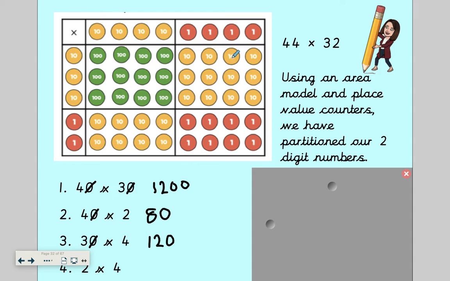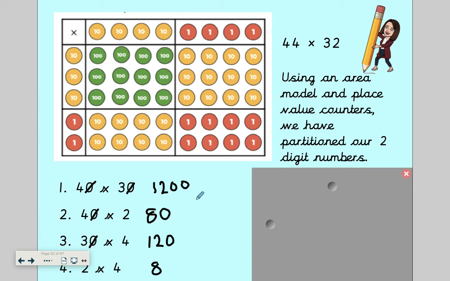Then a final one we've got to do is 2 times 4. So we come down for this one and we go across this one. 2 times 4 is nice and simple. It gives us 8. So we have 1, 2, 3, 4, 5, 6, 7, 8. Do we just leave our answers like this? No, we don't. You are correct. We add them up in a column addition.